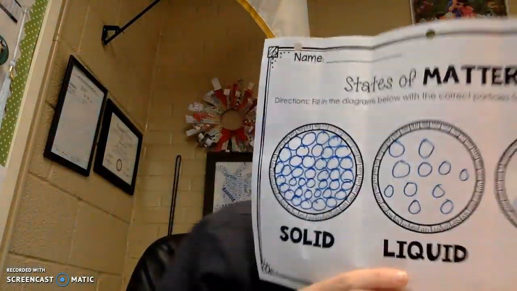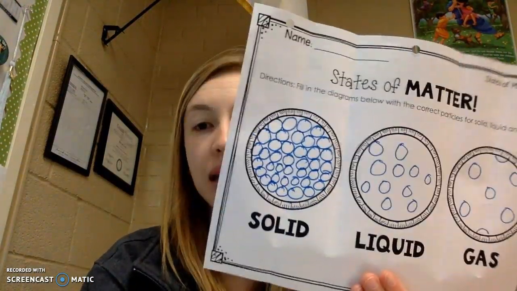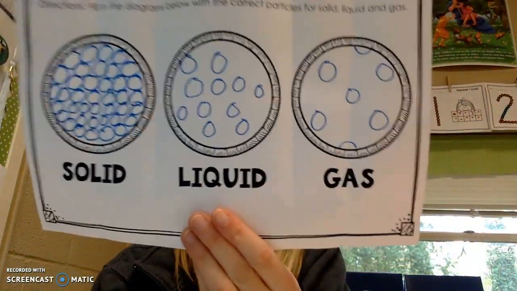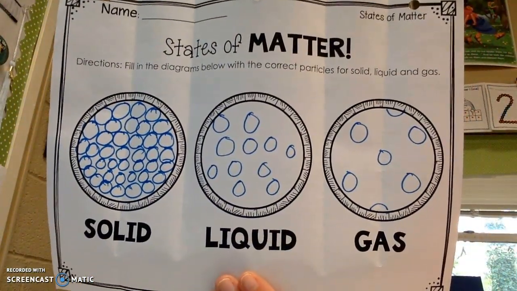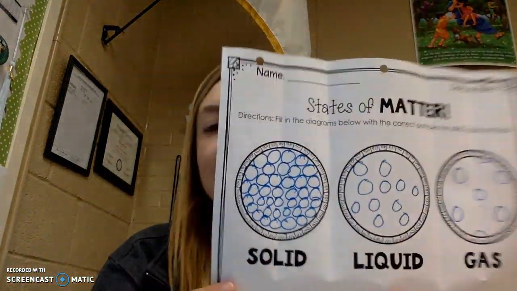So when you're all done, it should look like this. Solid, really close together. It keeps its shape. A liquid, a little bit farther apart, and it takes the shape of a container. And a gas fills the room or the container, and its particles are really spread apart. You can pause the video now if you want to, and you can look at the page. I'll take a picture too and add it to our classroom documents. But this is what it should look like when you're all finished. And this tells us the why. Why is matter different?